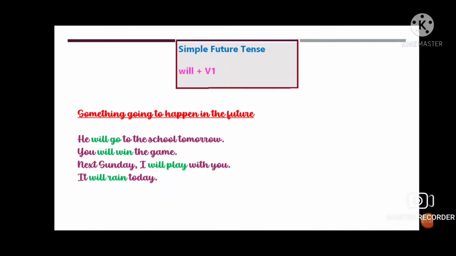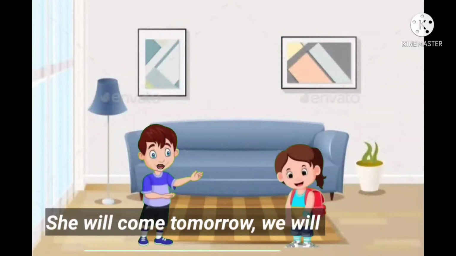Next Sunday I will play with you. You are saying you will play with somebody next Sunday. You are giving a promise and saying this is what is going to happen. It will rain today. This is a guess again. It may or may not rain, so it is just a guess. So simple future tense can mention something going to happen in the future and some guesses too. She will come tomorrow. We will meet her.